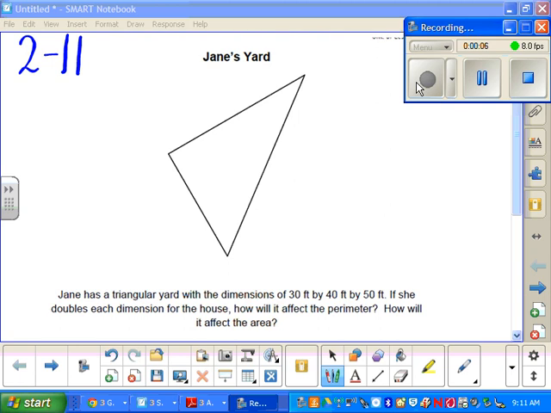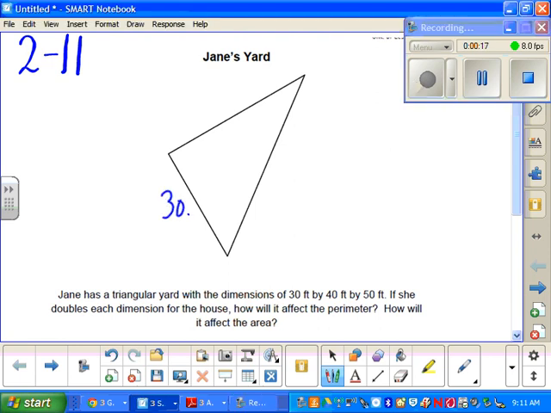Today we're going to be doing Jane's yard. So let's get started. Jane has a triangle yard with the dimensions 30 feet by 40 feet by 50 feet. So go ahead and write that in. And don't forget to put your units. So this is what we're starting with.